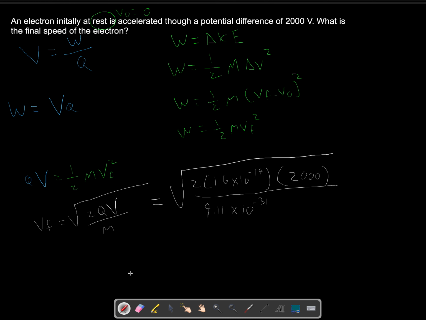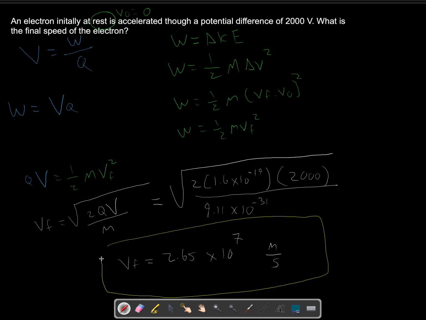I guarantee it. Alright, doing the math here, taking the square root of all this, you get a nice velocity of v final equaling 2.65 times 10 to the 7th meters per second. And so let's go ahead and just highlight that really quick. This is the work done by an electric field.